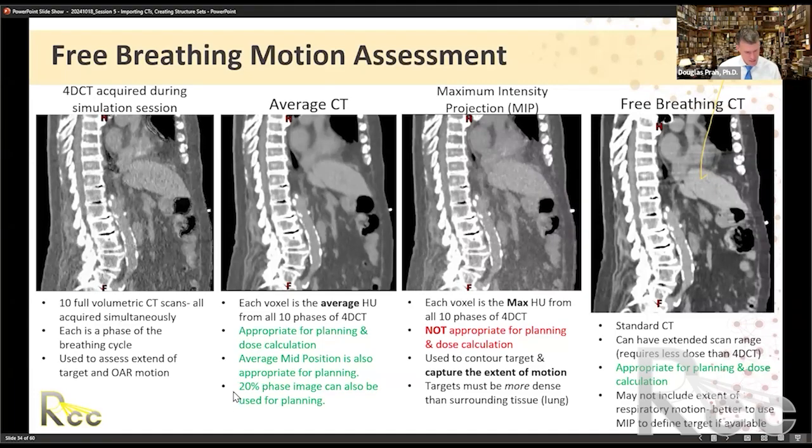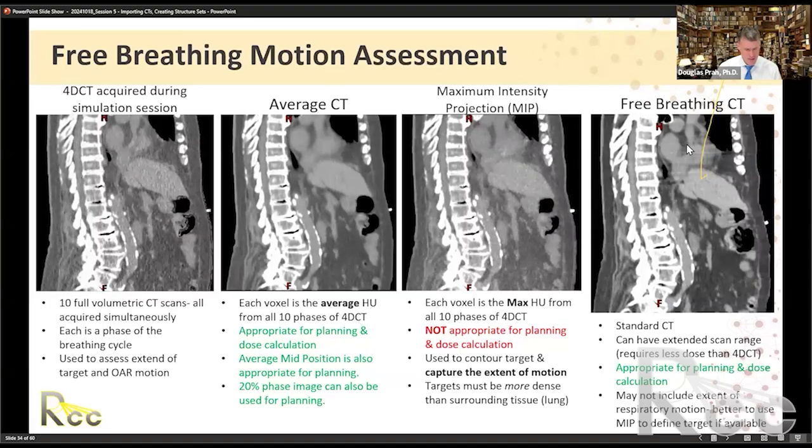Our clinic has also found that the 20% phase image does a pretty good job of representing where the average CT position is. So we use that from time to time if we have problems generating the average CT position. Our physicians will use the maximum intensity projection to help draw targets, especially in lung, but this is not appropriate for planning and dose calculation. So I want to stress that it would not be good to calculate dose on a MIP.